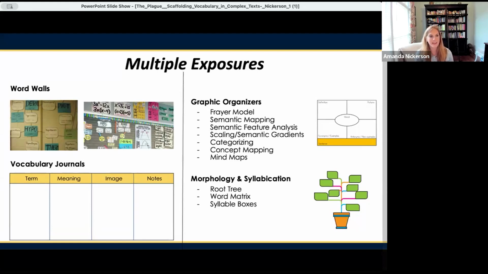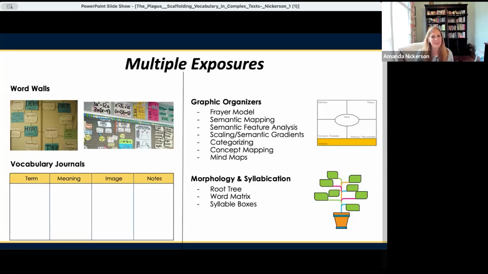That Marzano has quite a bit to say about that. So we identify the word or the term, the meaning of the word. We provide a pictorial representation or an image, and then you might take some notes on the word, maybe the context, or use a sentence, right? There's different things that we can do. We want to continue to use a variety of graphic organizers. So the Freyer model is a good one.